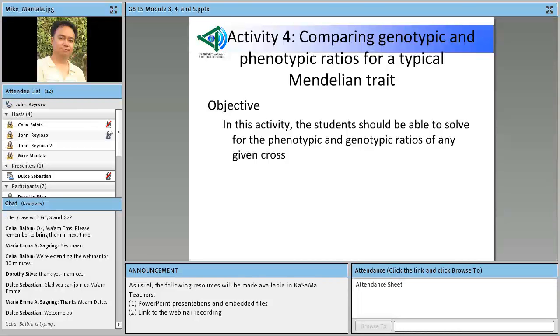Unlike in a genotype. For example, in Mendel's experiment, the round seed is dominant, and we do not know the genotype of this round seed in the P generation. Is it a homozygous round trait, or is it a heterozygous round trait? So that's the difference between genotype and phenotype.